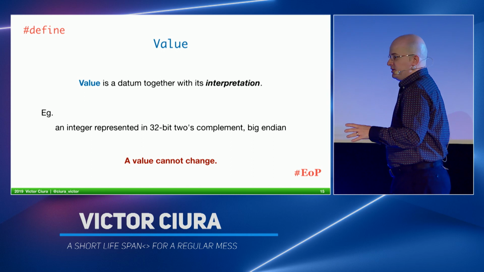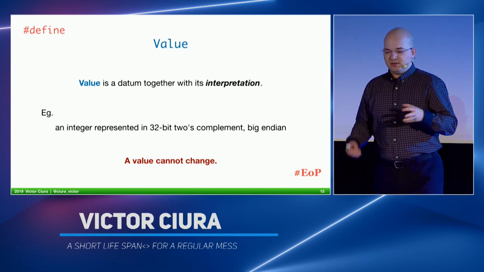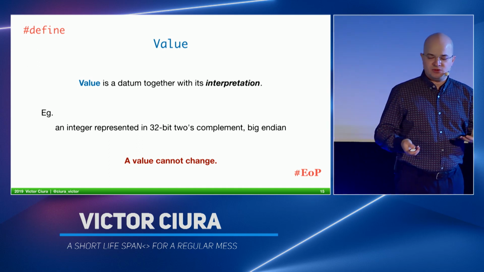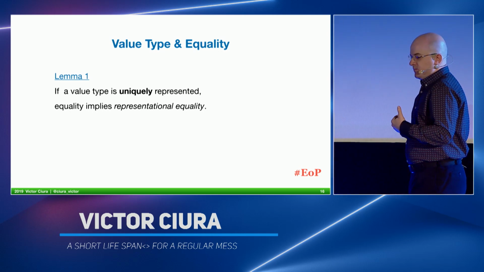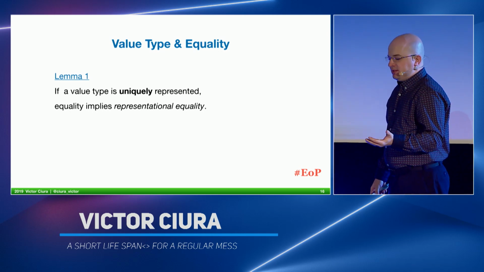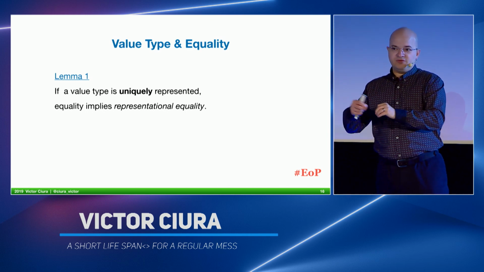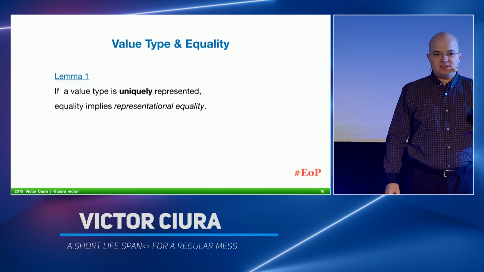And most importantly, and not everybody gets this, values cannot change. Values are immutable. The number 5 cannot change. So when we talk about value types and equality, if a value is uniquely represented, because a value can be represented differently in computer memory, then equality implies representational equality.